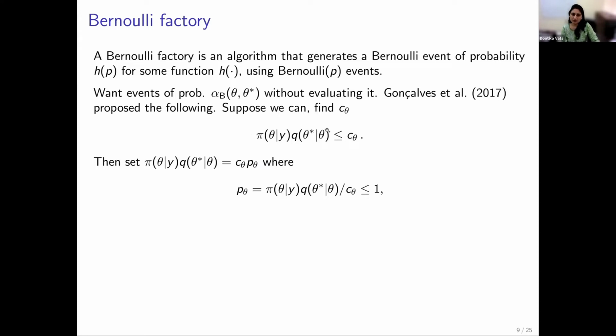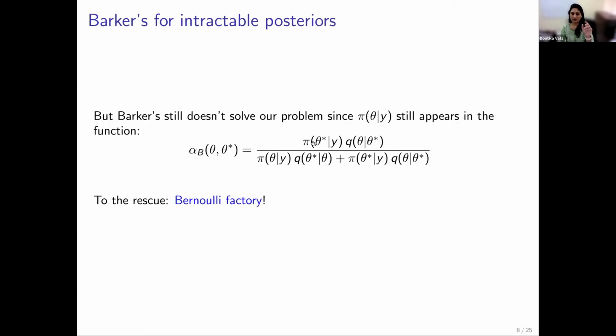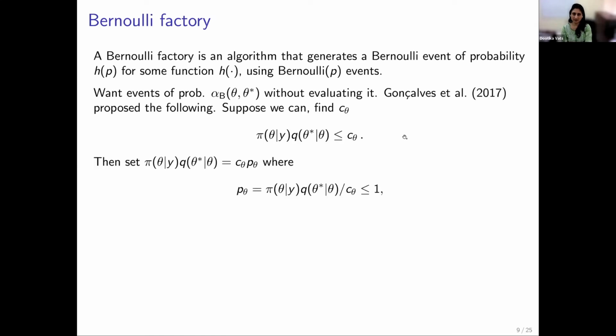They say, okay, let's take my numerator in the Barker's setup. So let's take my product, not just the numerator, but take pi times q, right? I evaluate it at either theta star or theta. So let's take my pi times q, evaluate it there, and let's assume I can find a c sub theta that bounds this pi times q. If I can do that, then I can write pi times q as c theta times some p theta, where p theta is nothing but pi times q divided by c theta. All of this is to construct something so that p theta is a probability, a number less than 1, and c theta is some constant.